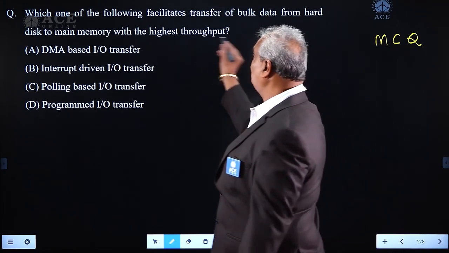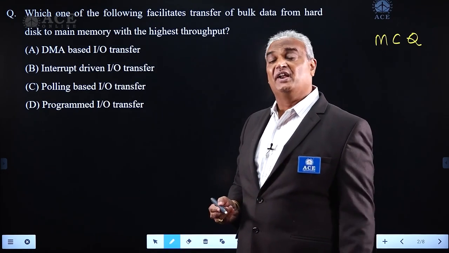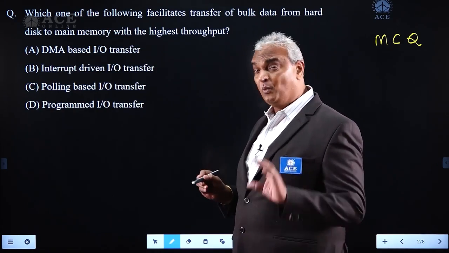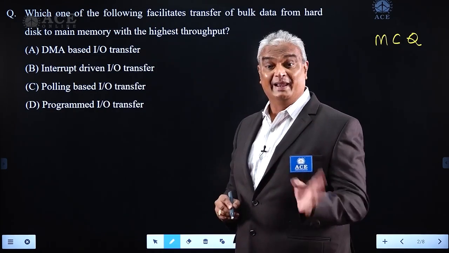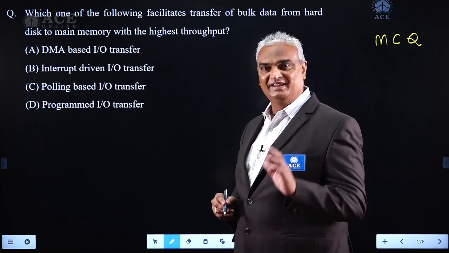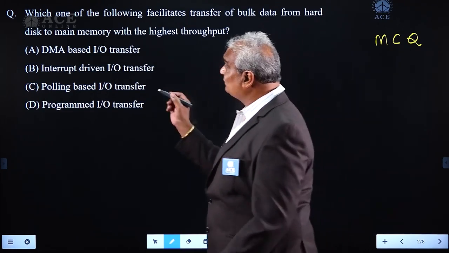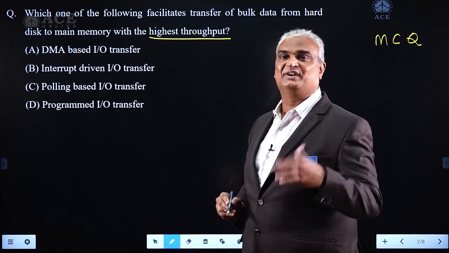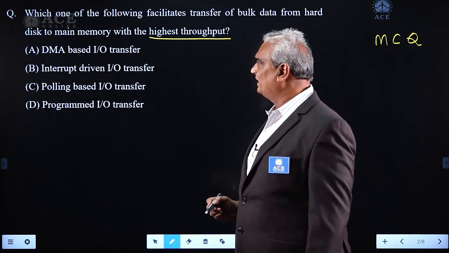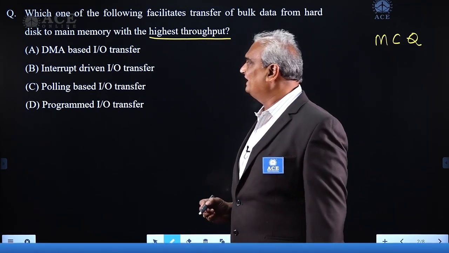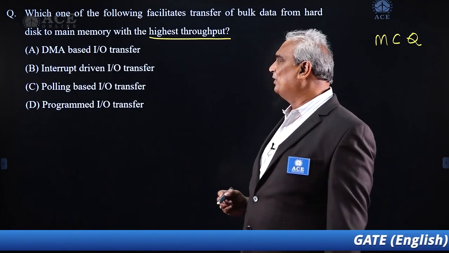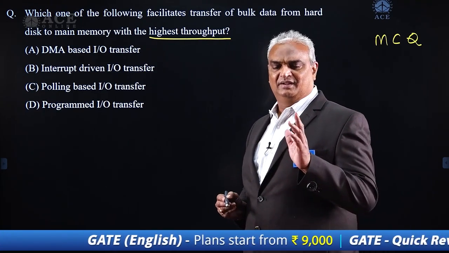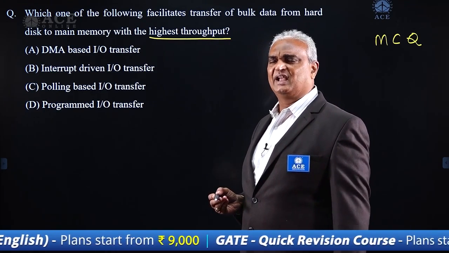First, let me explain throughput. Generally, throughput means number of operations to be completed within 1 second time. In this, what about the meaning of throughput here? Number of bytes to be transferred in 1 second time. He asked the highest throughput, means simply fastest data transfer. What about first one? DMA based IO. Second one, interrupt driven IO. Third one, polling based IO. Fourth one, programmed IO transfer. It is related to secondary memories IO organization question.